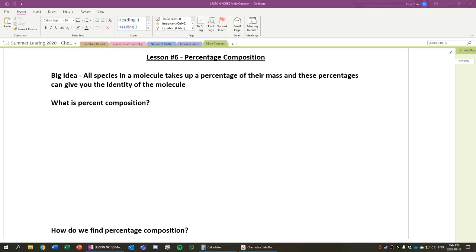Hey everybody. In this lesson we're going to talk about percentage composition. Basically the big idea here is that all species in a molecule take up a percentage of their mass, and these percentages can give you the identity of the molecule.